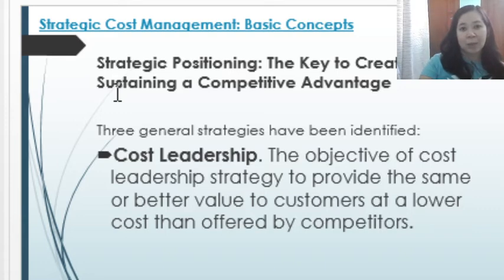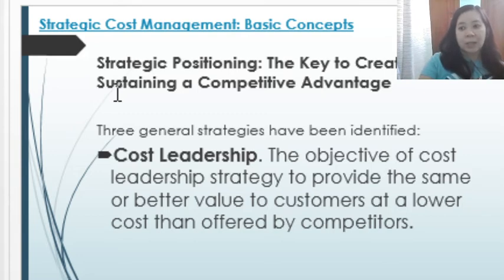So the first one is cost leadership. So here, the objective of cost leadership strategy is, of course, to provide the same or better value to the customers, but at a lower cost than what is being offered by the competitor. So here, if you are one of the players, then you should also take note of the cost of the inputs that are being used to produce your product.